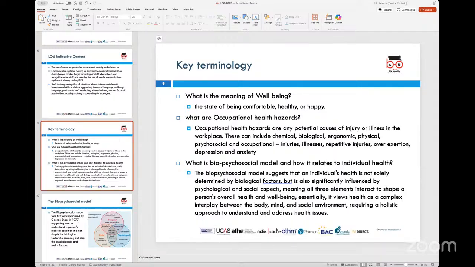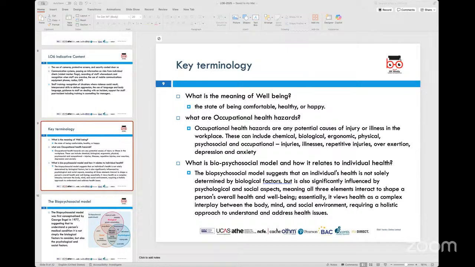Now, we also need to understand what occupational health hazards are. When we look at the general definition of the word hazard, it is something which can put you in danger, or activities or things that you can do which can be risky or considered a risk. So when we talk about the word hazard, the two words which come to my mind and should come to your mind as well are danger and risk.